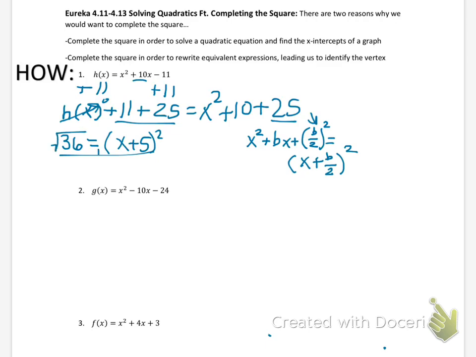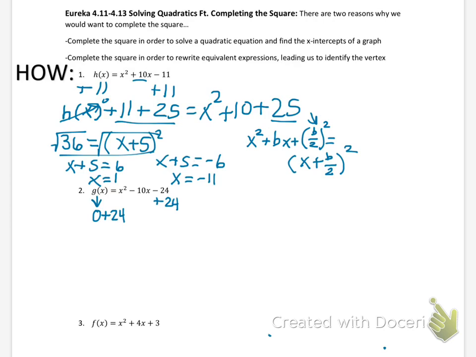Okay, so I'm taking the square root of both sides. I get that x plus 5 equals positive 6, and x plus 5 equals negative 6, and then I should get that x equals 1 and x equals negative 11. Okay, so now let's look at number 2, g of x equals x squared minus 10x minus 24. I'm going to go ahead and say that this is going to be equal to 0. And I'm going to add my 24 to both sides.